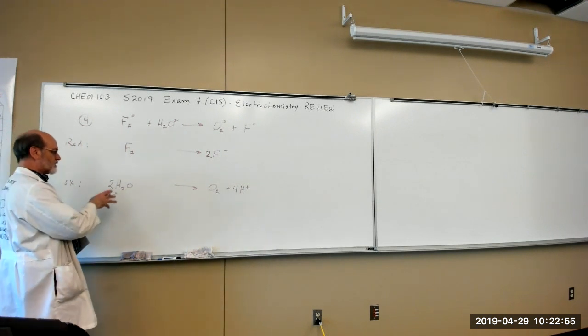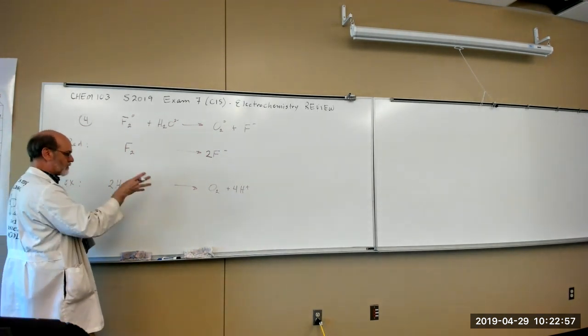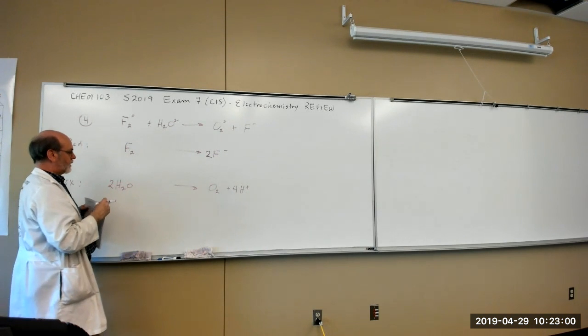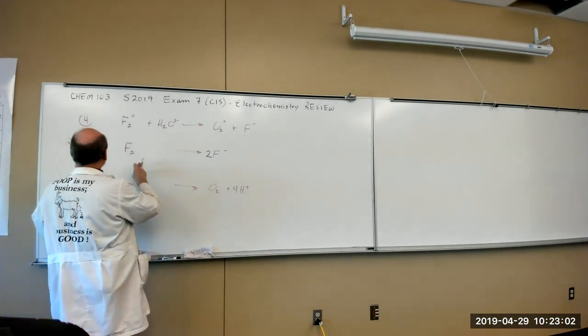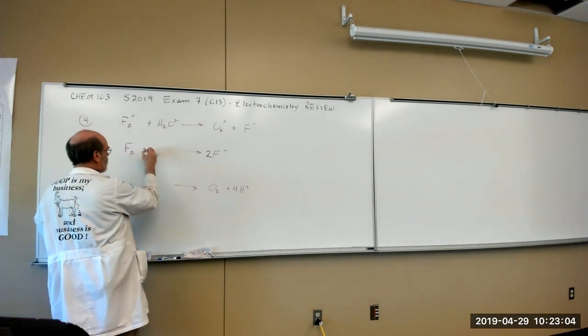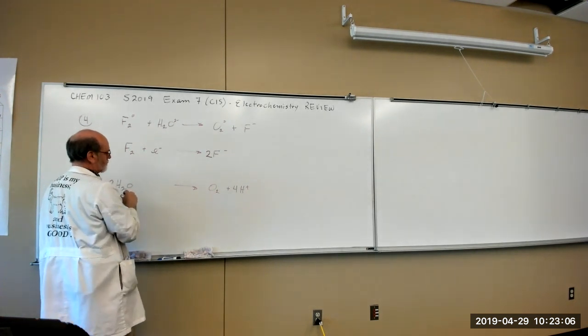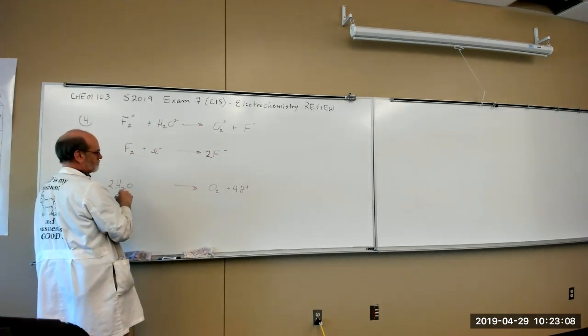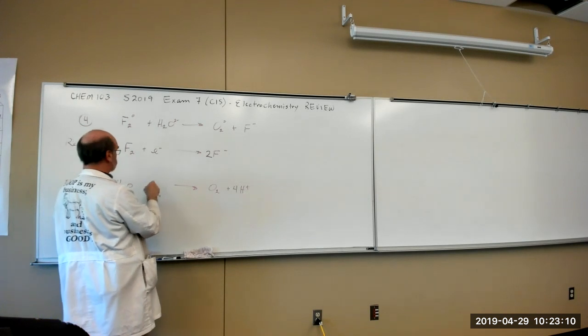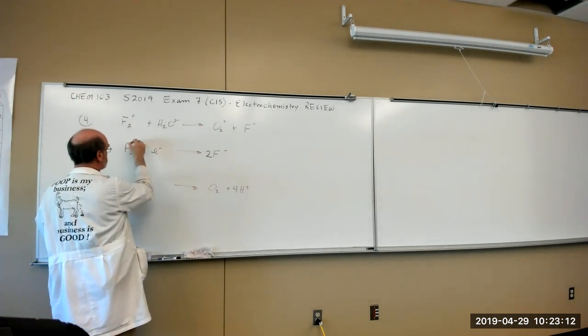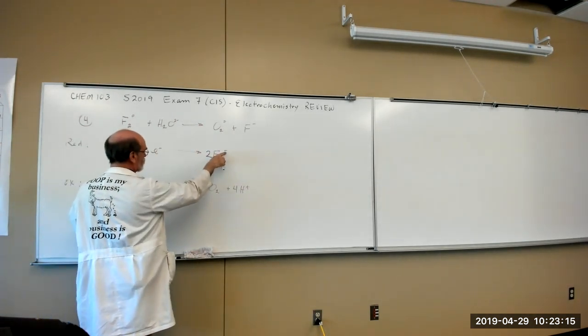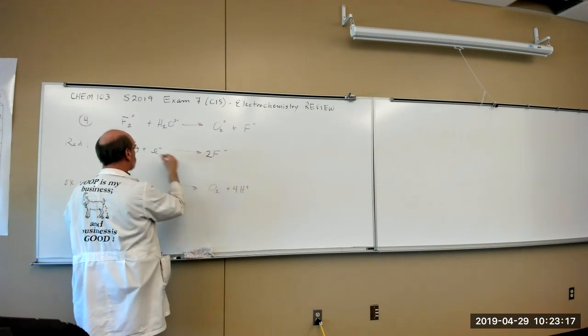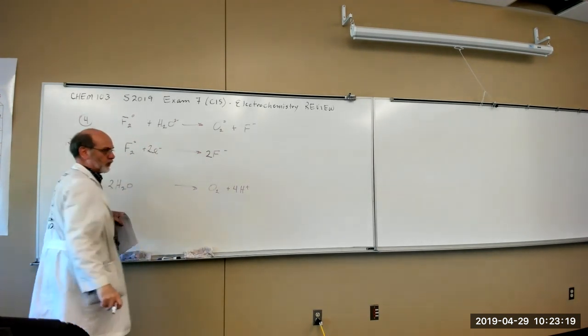Now we've balanced the elements, oxygens, and hydrogens. Now we can do electrons. So this one is your reduction. That means we have to add electrons on this side. How many, actually? Well, we're going from 0 to -1, so that's 1 electron per fluorine. So we need 2.